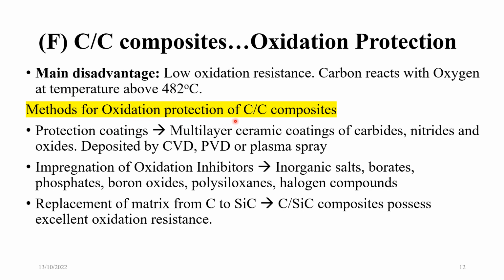Methods for oxidation protection of carbon-carbon composites. That means now you have to protect the surface of the carbon-carbon composite so that it does not come in contact with an oxidizing environment, or basically does not come in contact with oxygen. So protection coatings, multi-layer ceramic coatings of carbide nitride on top of the surface that can be deposited by CVD, PVD or plasma spray. Impregnation of oxidation inhibitors, inorganic salts, borates, phosphates, and replacement of matrix from carbon to silicon carbide. That means carbon silicon carbide composites possess excellent oxidation resistance. So this is a catch.